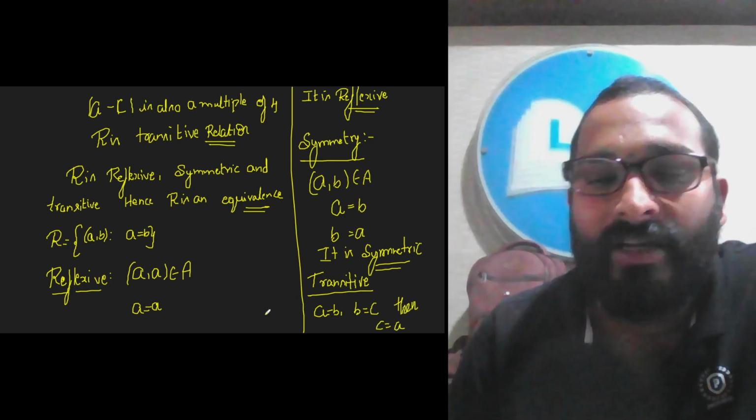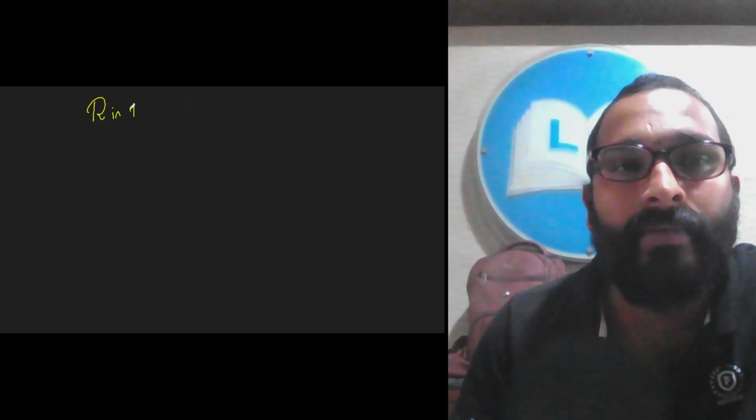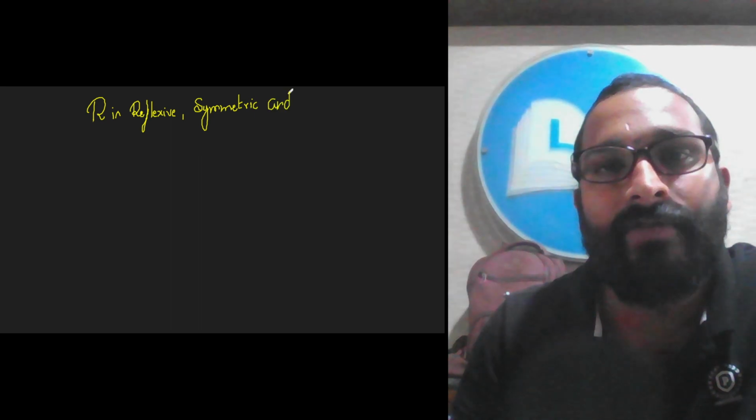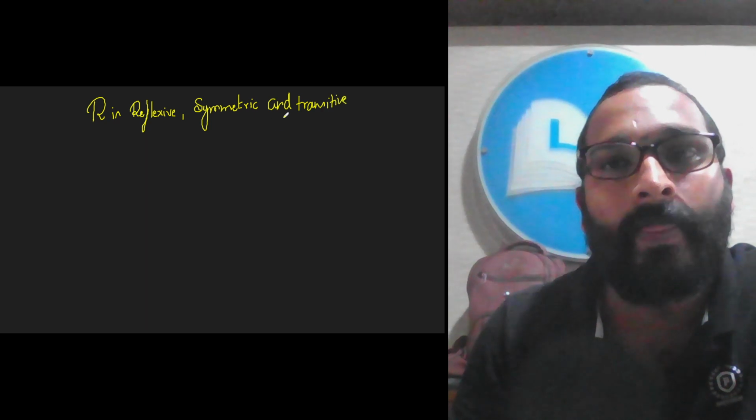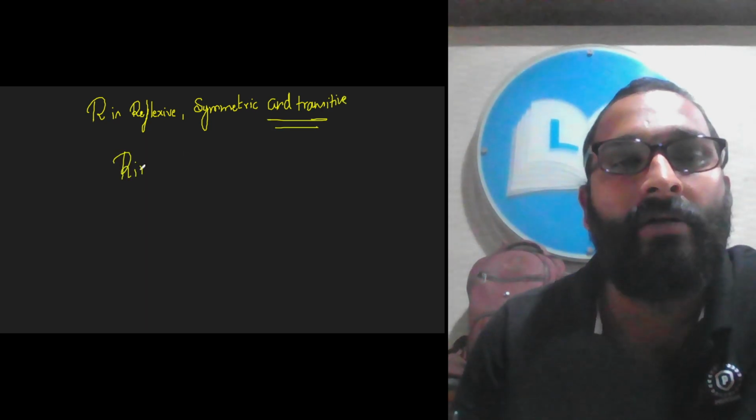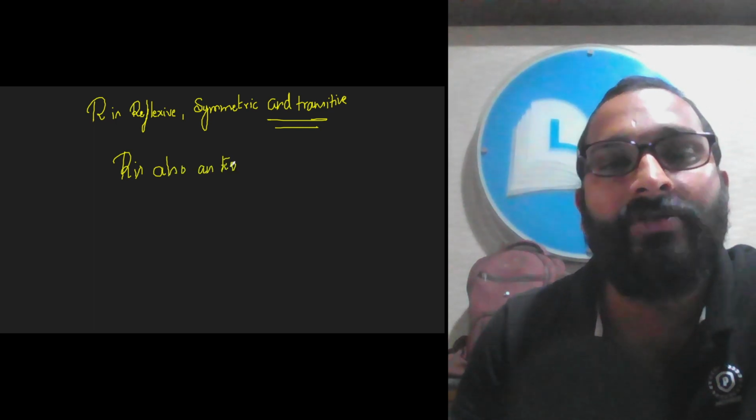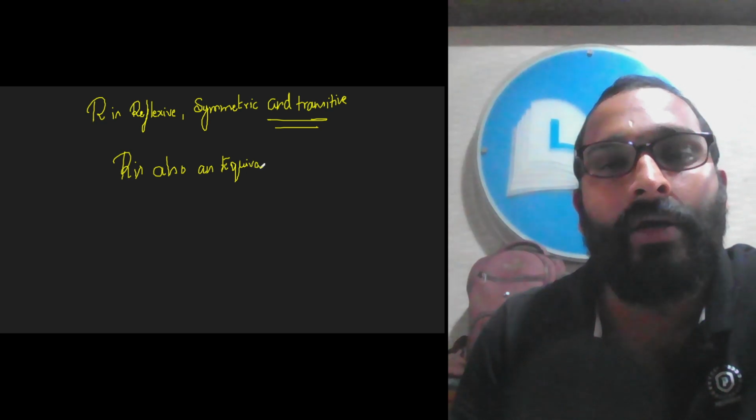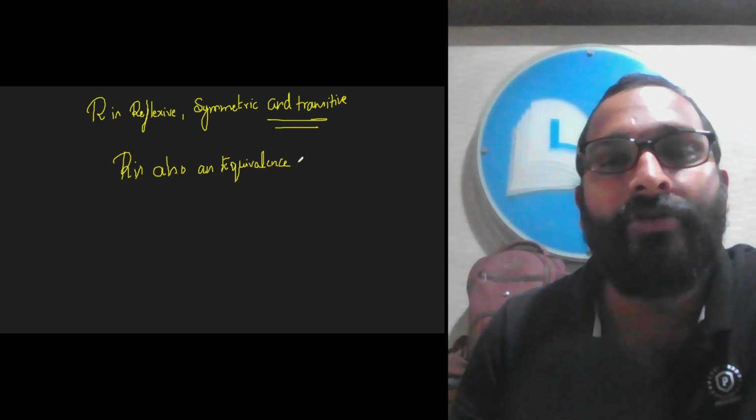So what you can write for this relation, sub question 2: R is reflexive, symmetric, and transitive. So R is reflexive, symmetric, and transitive. So what you can write? R here is also an equivalence relation, right, children? R is also an equivalence relation.